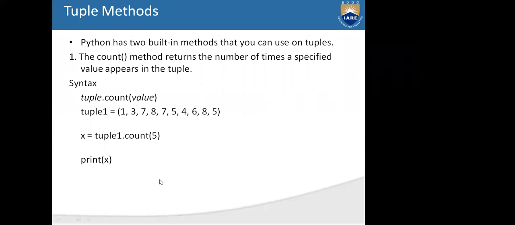Fine. So Python is having two methods. The first method is count. Syntax of count: how is the method going to be represented? The syntax of a method is your object name, dot, method name, followed by the arguments.